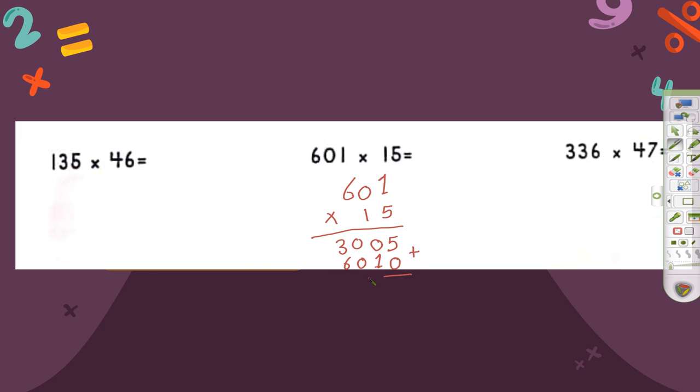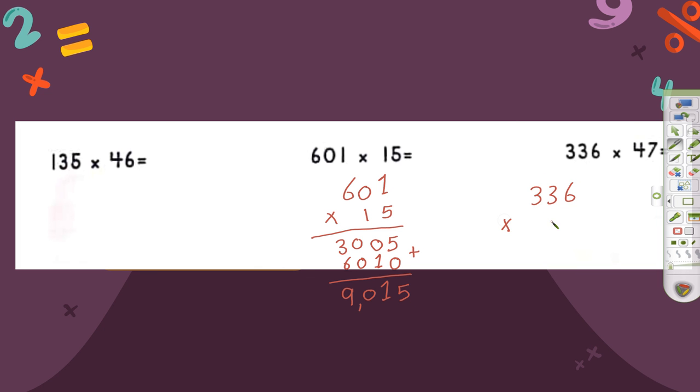Now you add these lines together. 5 plus 0 equals 5. 0 plus 1 equals 1. 0 plus 0 equals 0. And finally, 3 plus 6 equals 9. So the answer will be 9,015. Okay? Great job. The last one.